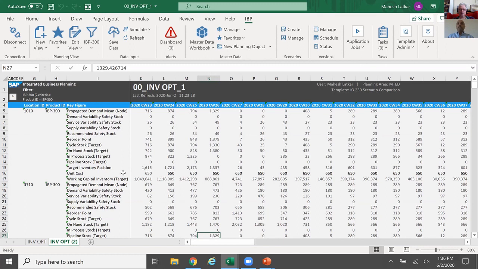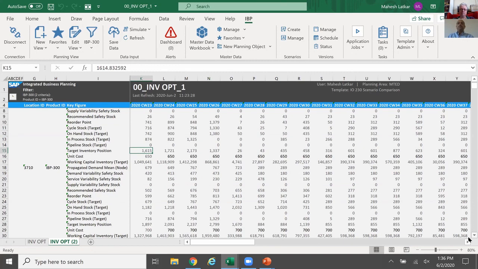And at last we have target inventory positions. So the system calculates this based on all this data. If you look at this one at the manufacturing side, it is on-hand stock plus in-process stock. So that gives you target inventory positions.